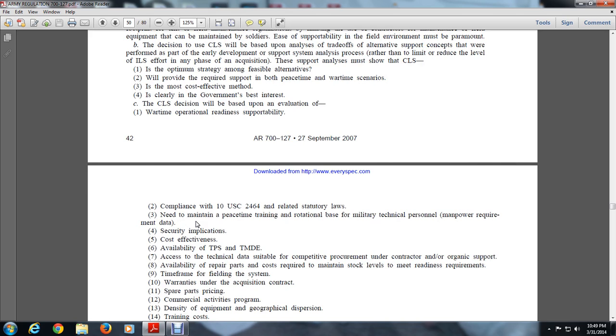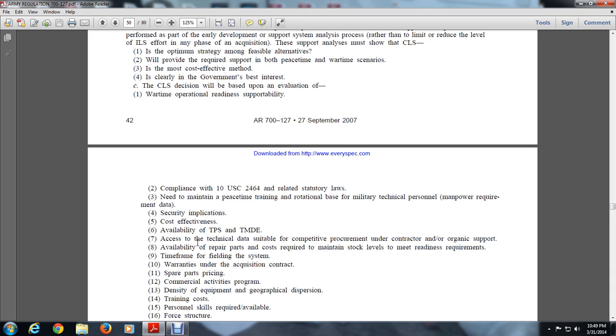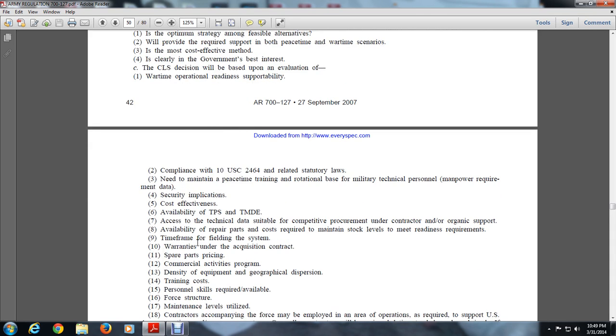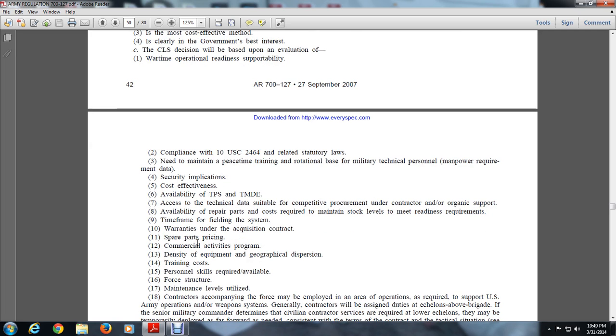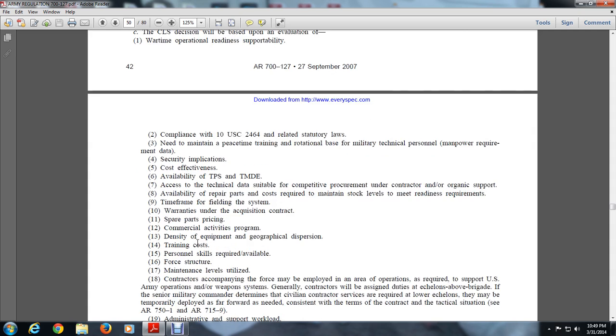10. Warranties under the acquisition contract. 11. Spare part pricing. 12. Commercial activity programs. 13. Sensing and equipment geographical dispersion. 14. Training costs. 15. Personnel skill required and availability. 16. Force structure. 17. Maintenance levels utilized. 18.